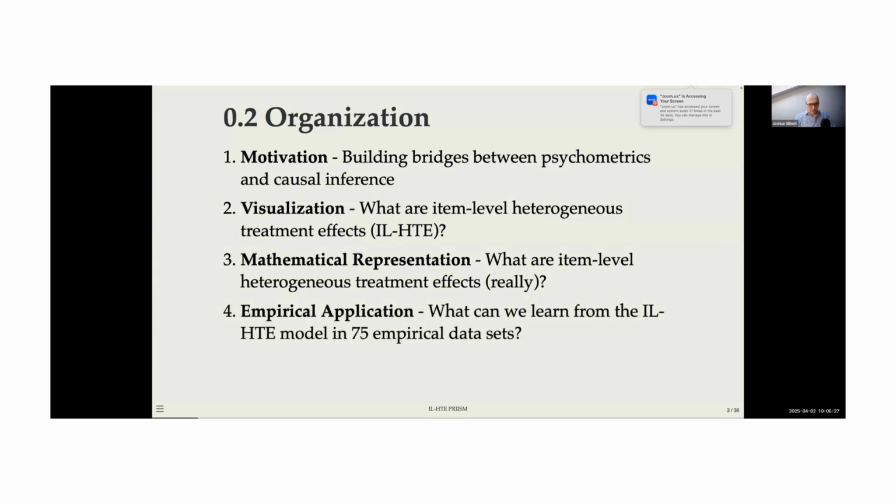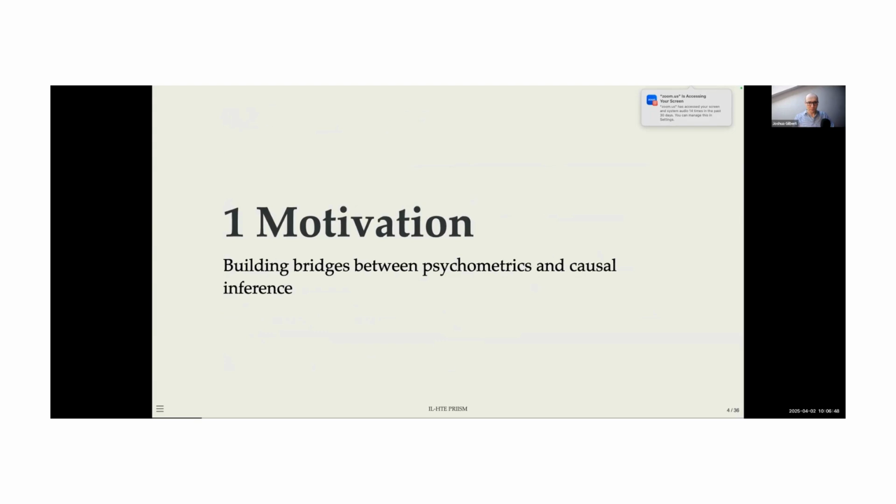And then the real heart of the paper, it's almost a meta-analysis. It's a survey of 75 empirical data sets that I have gathered and analyzed using this method from randomized control trials with item-level outcome data, to see what we can learn from these sorts of models in practice. And then I'll summarize and conclude.